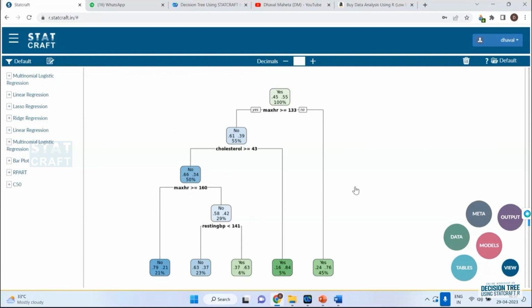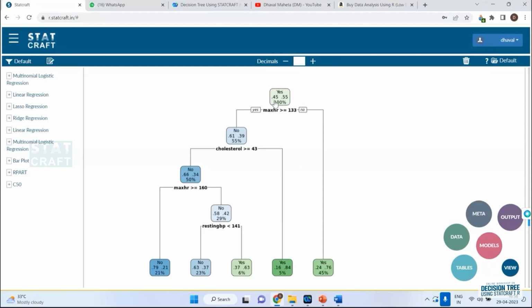Now, let's try to understand how it is working. The green color represents yes. The blue color represents no. Very dark green represents more probability of yes, and very dark blue represents more probability of no. If it is yes, it means that the heart disease is there. And if it is no, the heart disease is not there. Clear? Shall I proceed further? Is it clear? Fine.